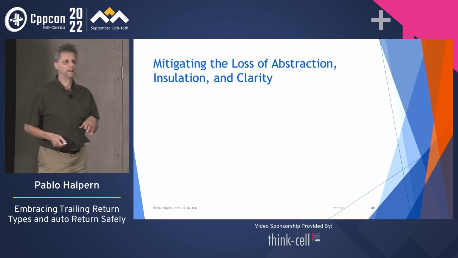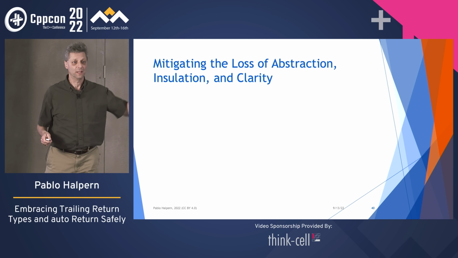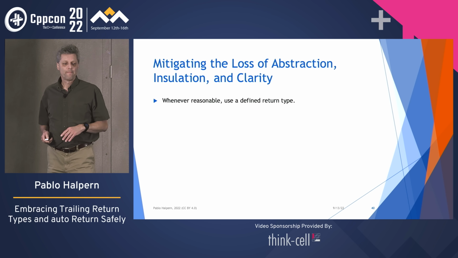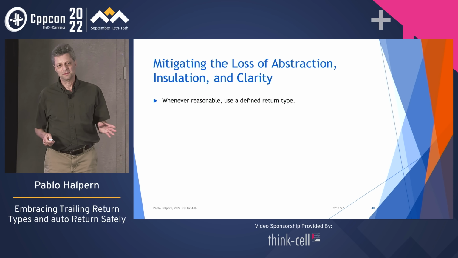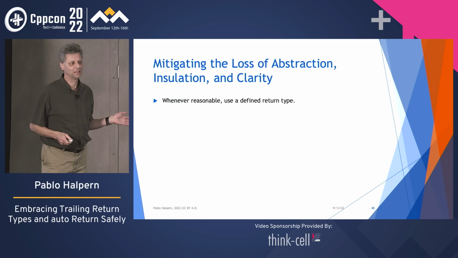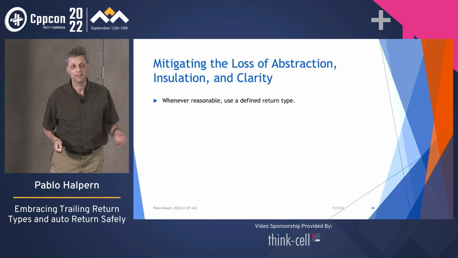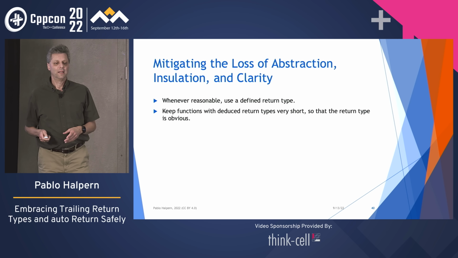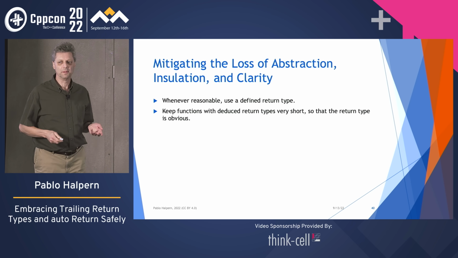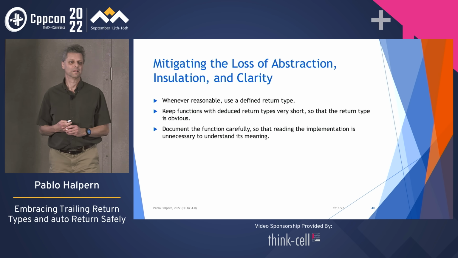So what can we do about this? Suppose we really want to use a deduced return type for one of the benefits that we mentioned in all of the use cases. Well, if possible, use a defined return type. Obviously, the pitfalls of a deduced return type don't apply if you don't deduce the return type. Keep the function short and simple so that it is readable to the human. Document, document, document. All right?